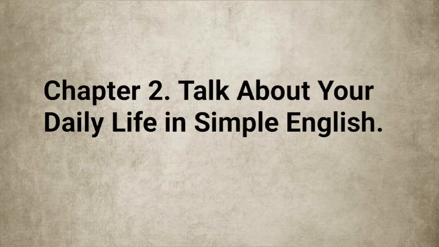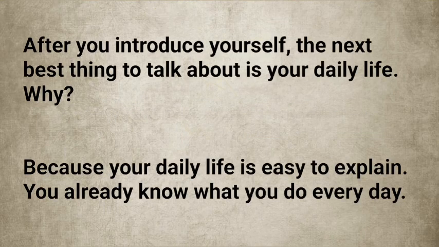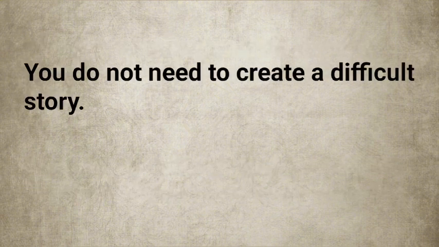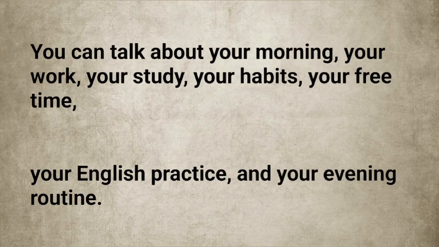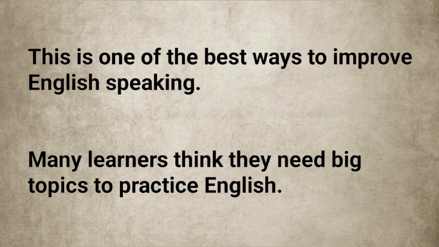Chapter 2. Talk about your daily life in simple English. After you introduce yourself, the next best thing to talk about is your daily life. Why? Because your daily life is easy to explain. You already know what you do every day. You do not need to create a difficult story. You can talk about your morning, your work, your study, your habits, your free time, your English practice, and your evening routine. This is one of the best ways to improve English speaking.